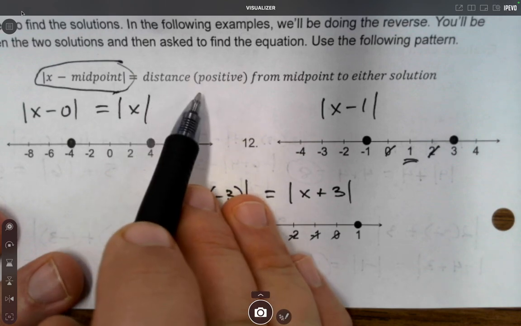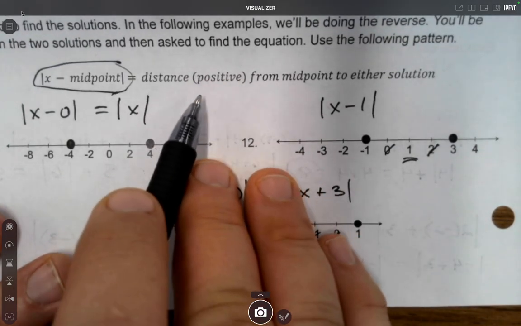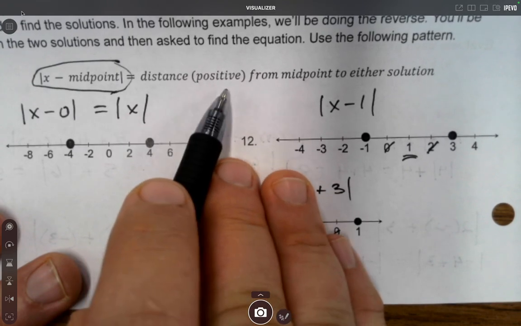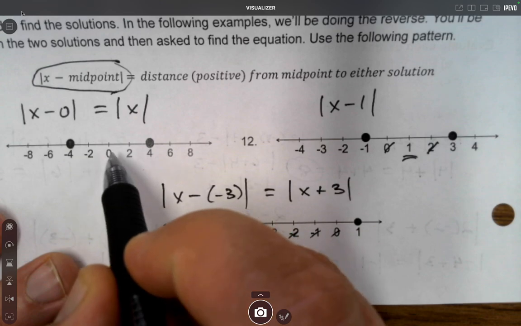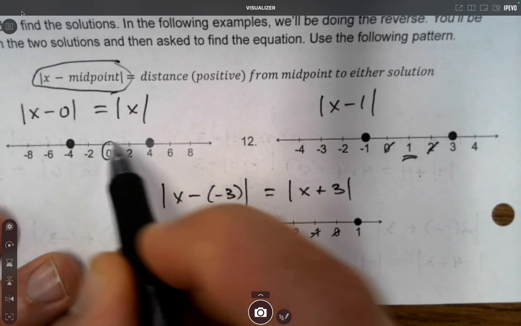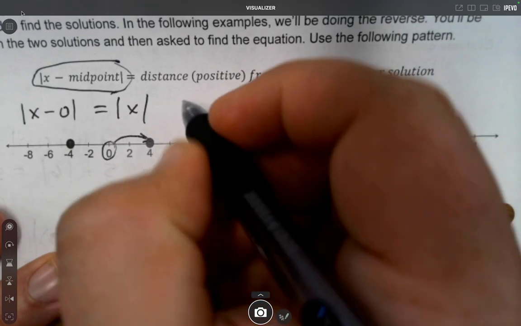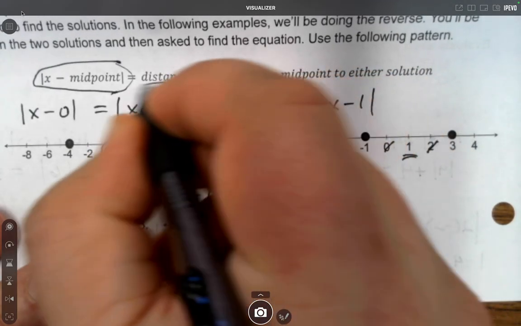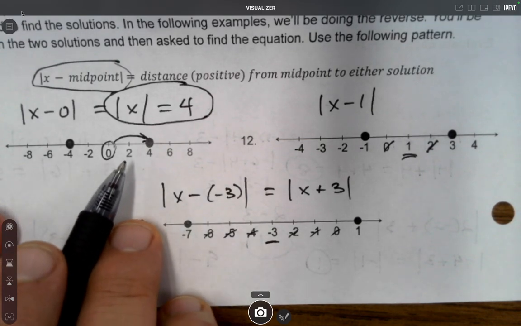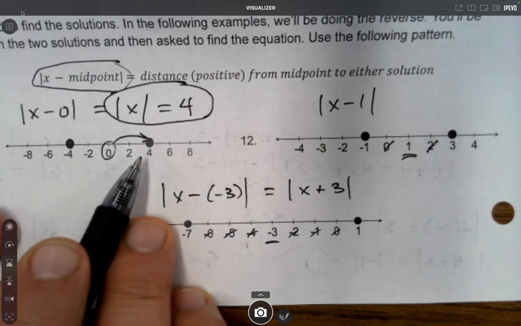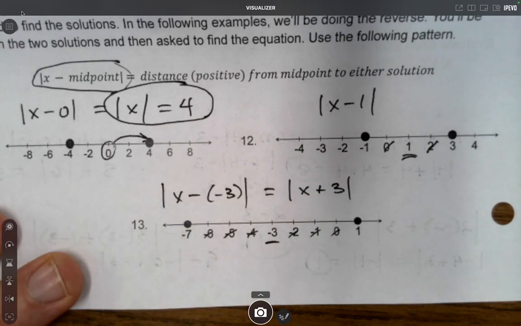Now we've got to do this. What these three all equal is the distance, always positive, so it's always a positive number, from the midpoint to either solution. So on here, we knew our midpoint was 0. So you're going to just say, well, to get from 0 to 4, I have to add 4. So this one is equal to 4. Because the distance between the midpoint and that solution is 4, the distance between the midpoint and that solution is also 4.